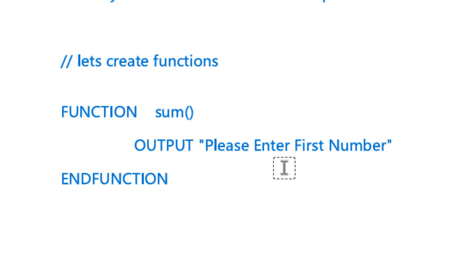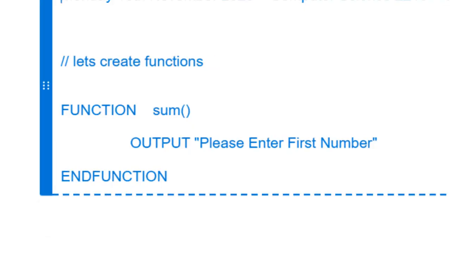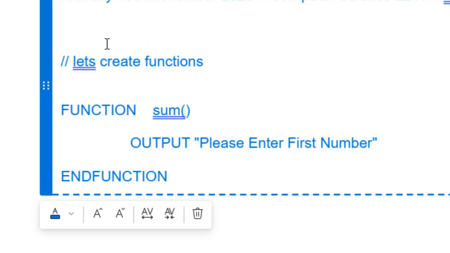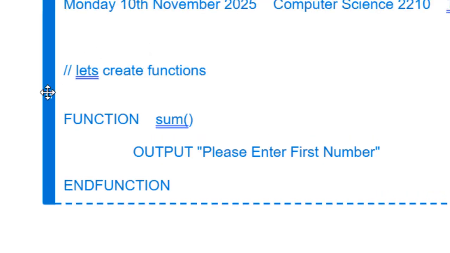Assalamu alaikum everyone. Okay, today we are going to learn about functions. Our subject code is 2210 computer science and today is 10th of November and our topic is functions. So let's see how to create function, how to write function in pseudocode, what are its benefits. Okay, let's start.